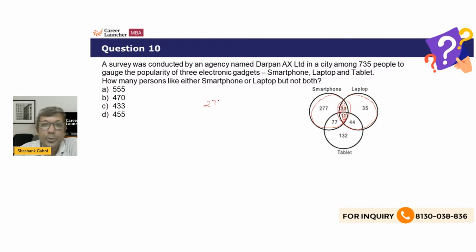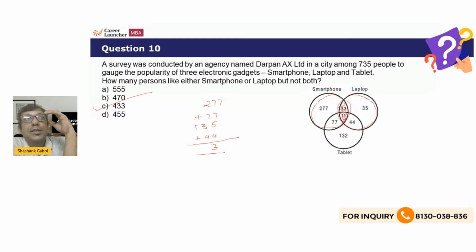That is, we are talking about 277 plus 77 plus 35 plus 44. So 7, 7, 14, 14 plus 4, 18, 18 plus 5, 23. So my unit digit of the answer should be 3, and there is only one option, that is unit digit of 3. So we can get the answer.